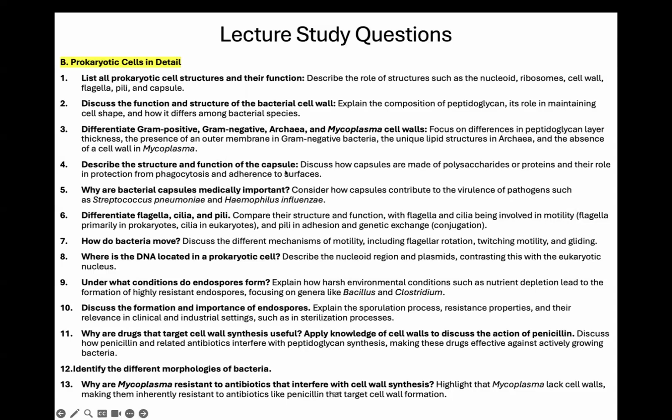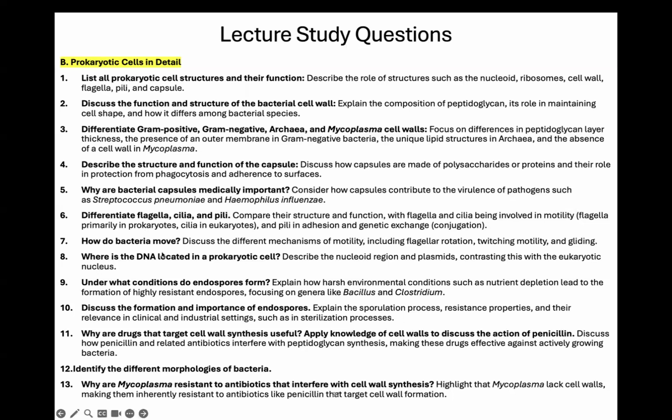The structure and function of the capsule. Capsules are made up of sugars, polysaccharides are the same thing, and they play an important role helping bacteria to stick to each other and to surfaces. They also protect bacteria from being eaten up. We call that phagocytosis. So that's why they're medically important, because they're harder to treat. Flagella are important in motility. They allow bacteria to be motile. We didn't discuss the word cilia at all because prokaryotes don't have cilia, but in the next part of this lecture, you're going to learn about eukaryotes and they have cilia.